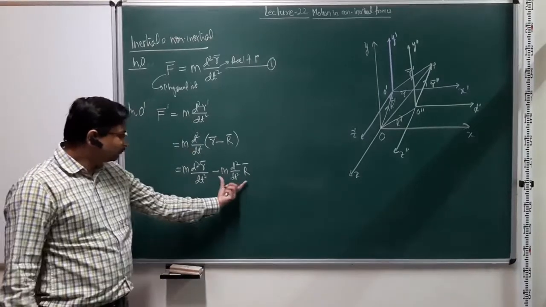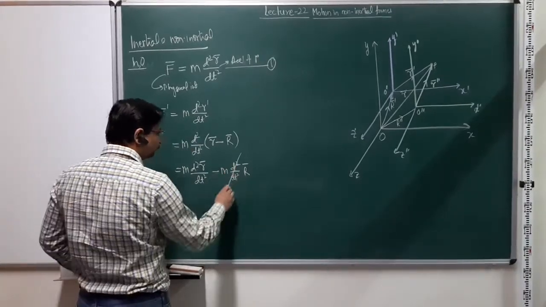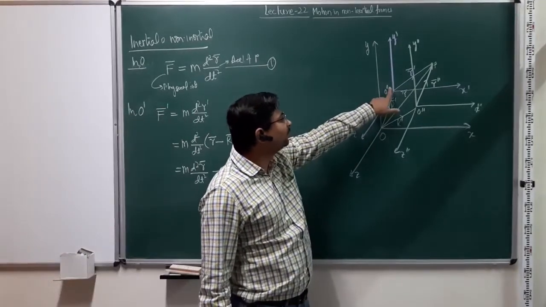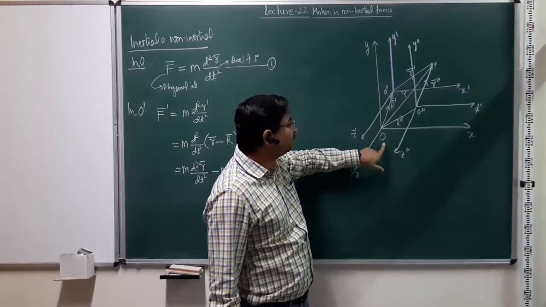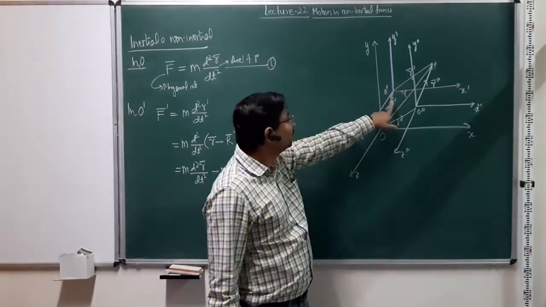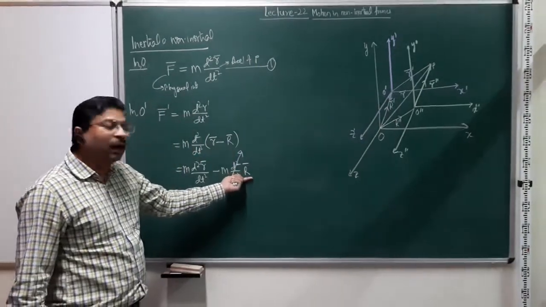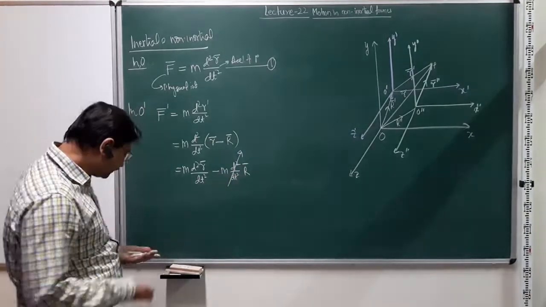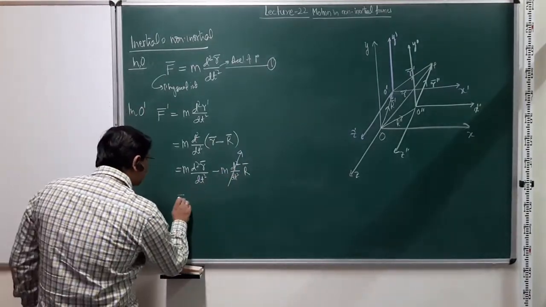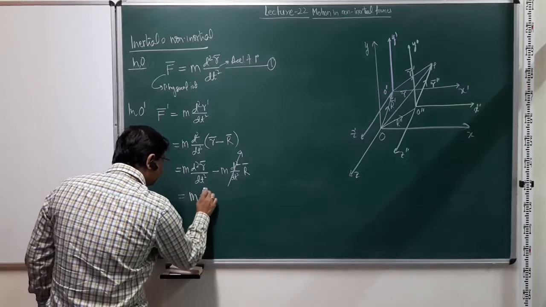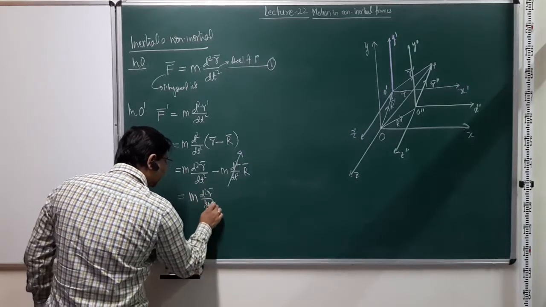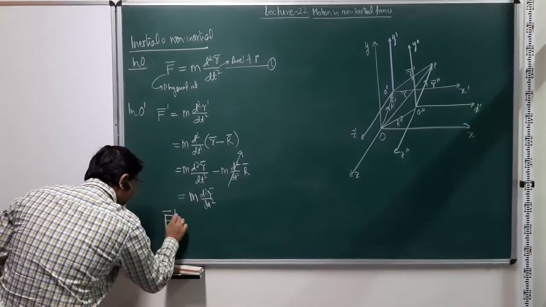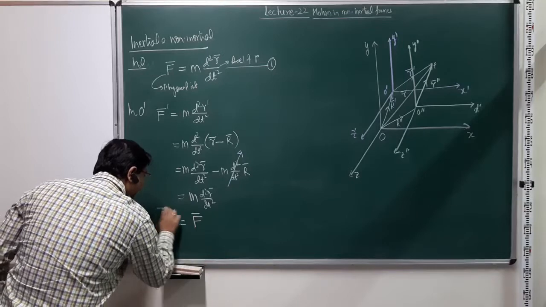Okay. Now the second term is actually 0 because we said that O prime is moving with uniform velocity with respect to O. So that means there's a velocity here. So dR/dt is a constant, and then again its time derivative will be 0. So this term is 0, and if this term is 0, then this simply gives us m d²r/dt², which from 1 is F prime is equal to F.